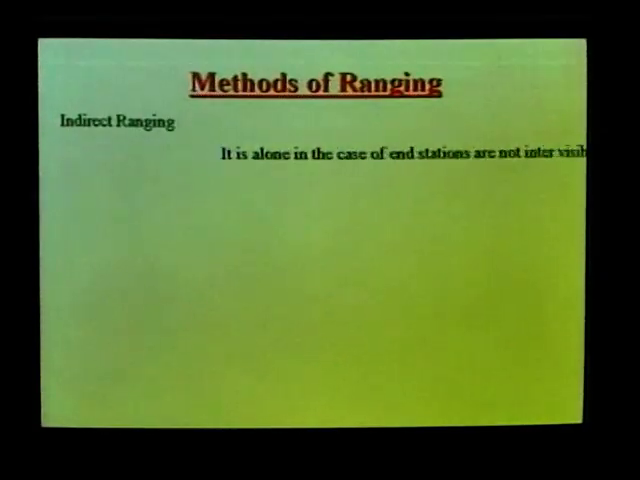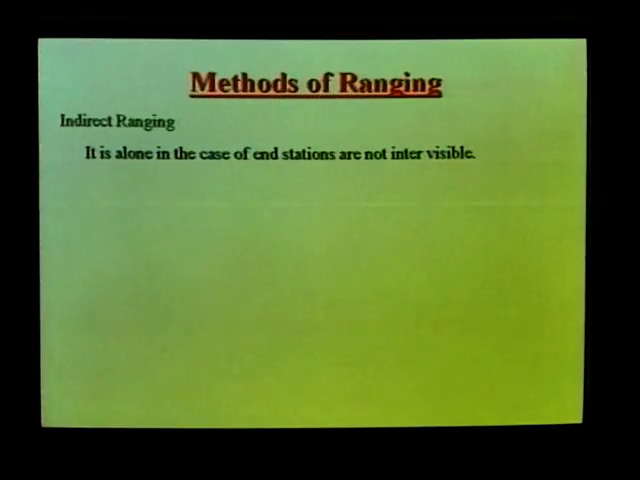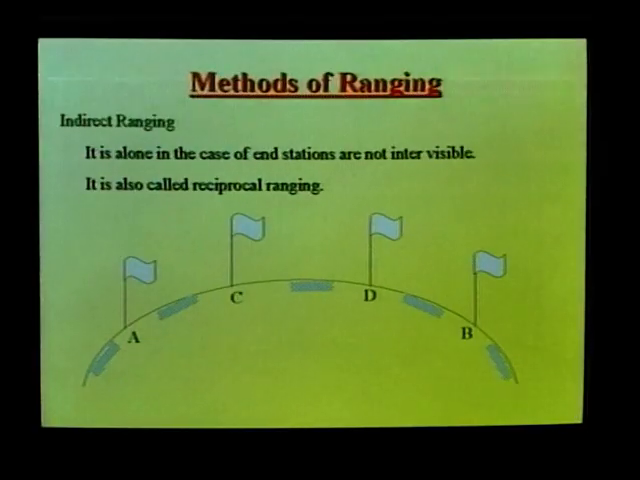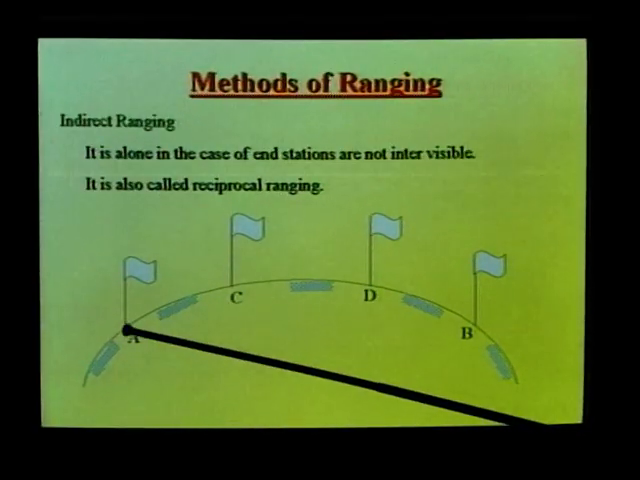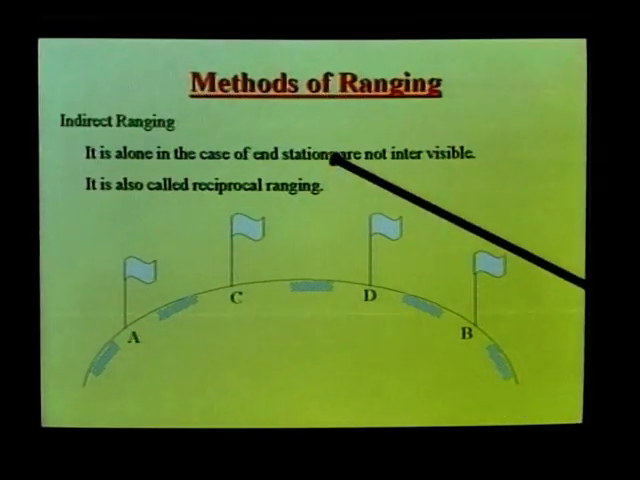Indirect ranging. It is used only in the case where end stations are not intervisible. When the end stations are not intervisible, it is also called reciprocal ranging. Here this is a hilly area, where it is not possible to see from A to B. So in this place we have to go for only indirect ranging.